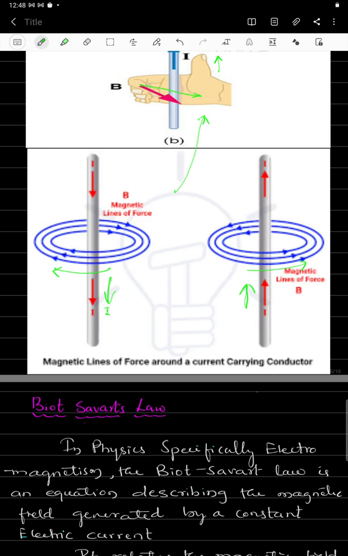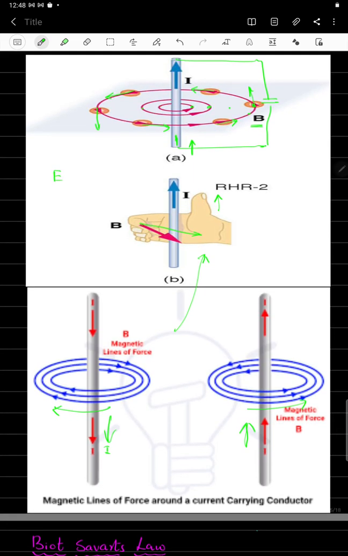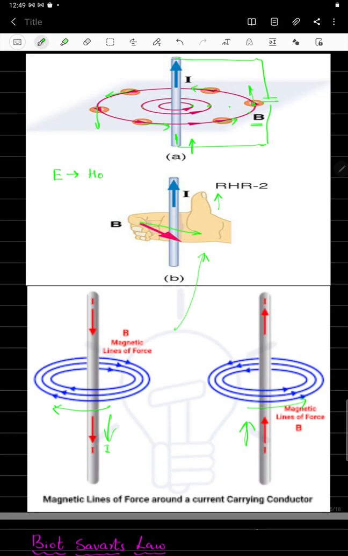So now, what is the use of all these things? See here, in electrostatics, Coulomb's law has a role in getting the electric field. Likewise, in magnetostatics, the Biot-Savart law has a role. It is used to get the magnetic field, that is, how much magnetic field is generated by this conductor which is carrying the current.